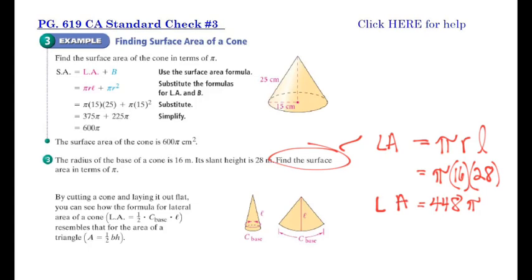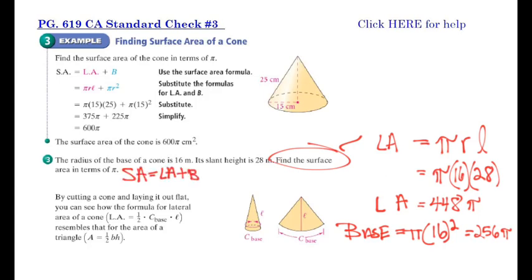The base is just the circle on the bottom. So pi r squared, where r is 16, which gives me 256 pi. Add the two together for your surface area, and that gives you 704 pi meters squared. That's your exact answer. If you approximate pi, that will give you an approximate answer as you go through it.